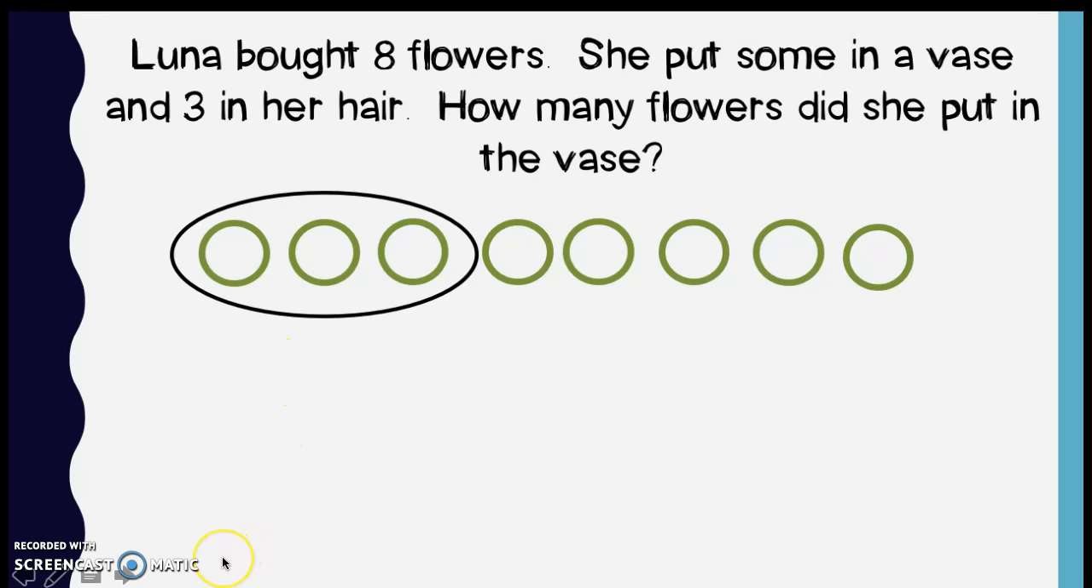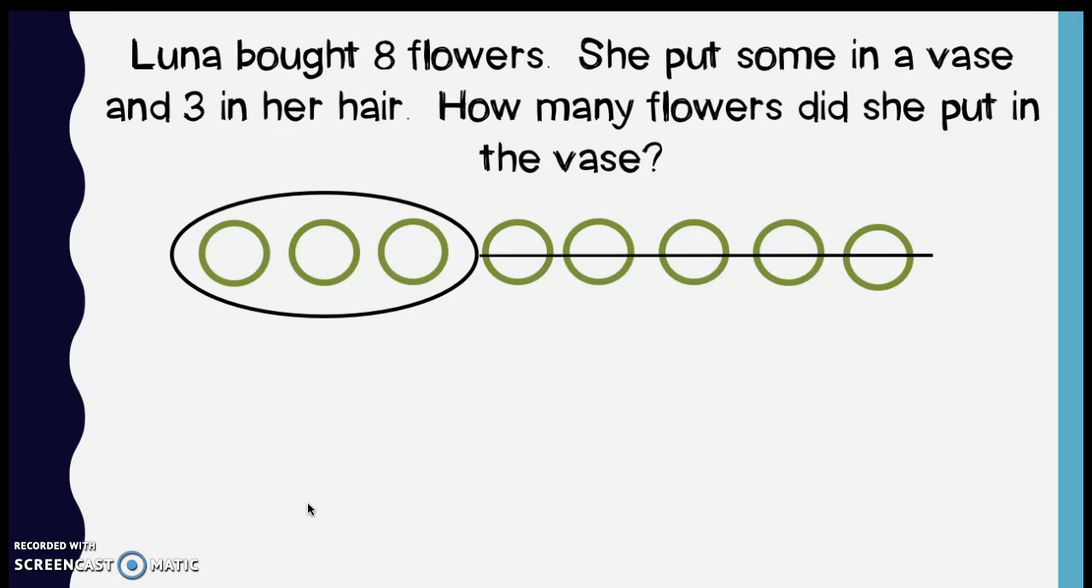Good work too. Okay, so I circled what I knew. I drew 8 flowers. I know that she has 3 in her hair. That must mean the rest she took out and put in a vase. So let's go ahead and cross those out to show that they're not with the other 3. They're totally a different part. All right, so you should be able to tell me now, how many flowers did she put in the vase?